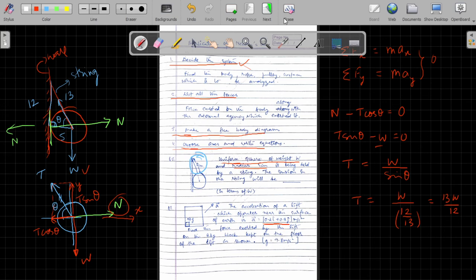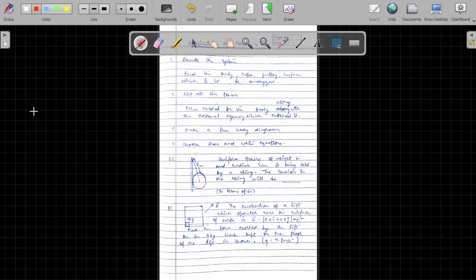So how do we do it? So let us draw this diagram to visualize what is happening.